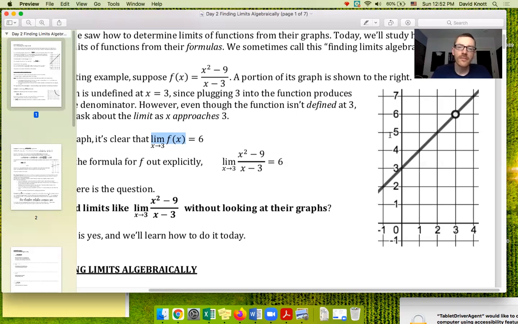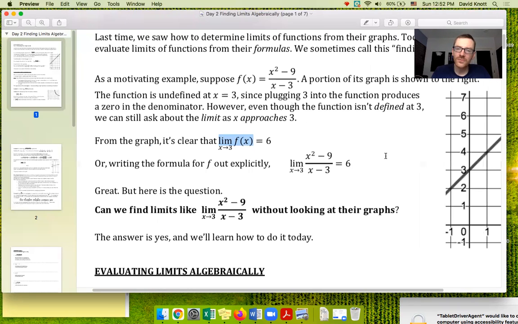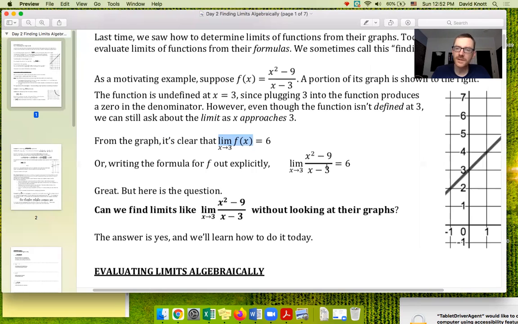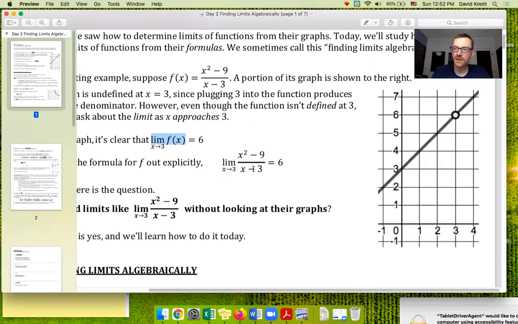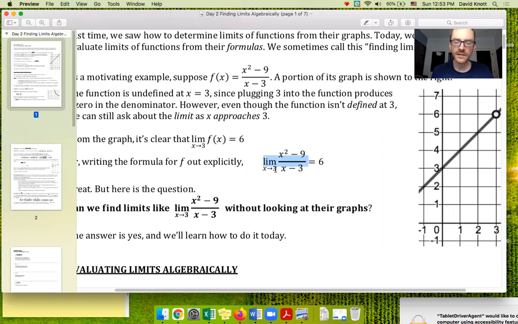But why in the world is the limit equal to 6 from the perspective of the formula? Here's what I mean. If we have a graph, it's pretty obvious that the two-sided limit is 6. But what if we didn't have a graph? How could we figure out the value of this limit without graphing the function? That's really what today's lesson is all about, evaluating limits like this, taking the limit as x approaches 3 of this function, but without looking at the graph, okay?